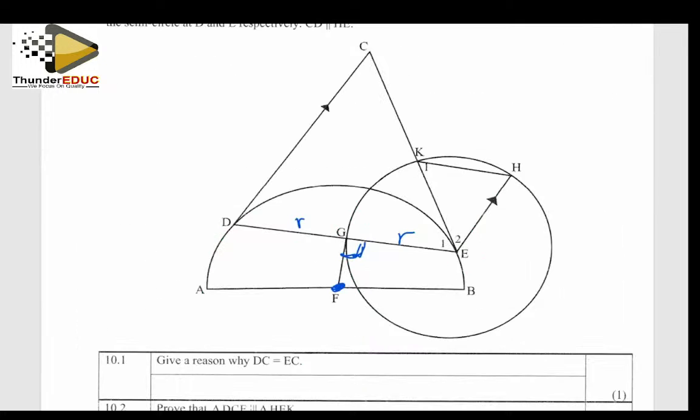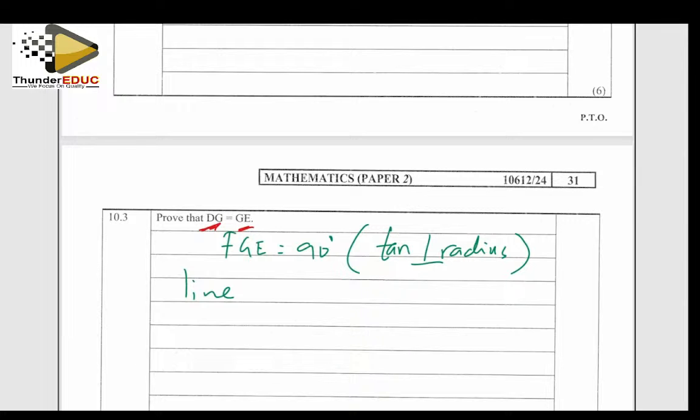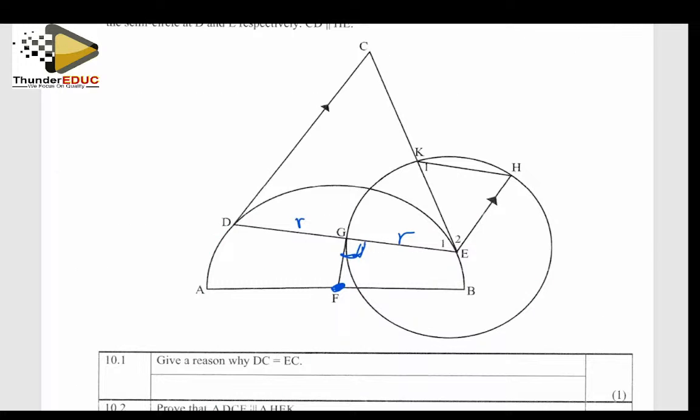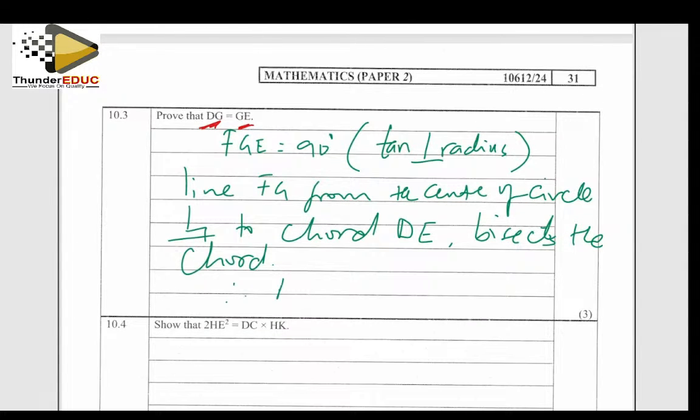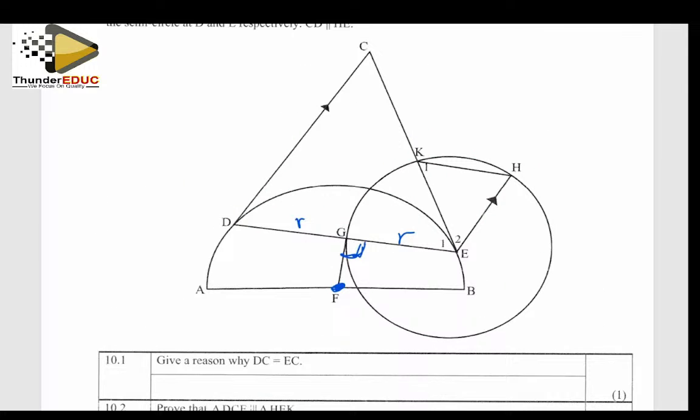That the line FG, from the center of the circle and perpendicular to the chord, which chord is DE, will bisect it. Bisects the chord. All right, so that is what they needed. So therefore, DG is the same as GE, which is also a radius. So that is R. This is also R.